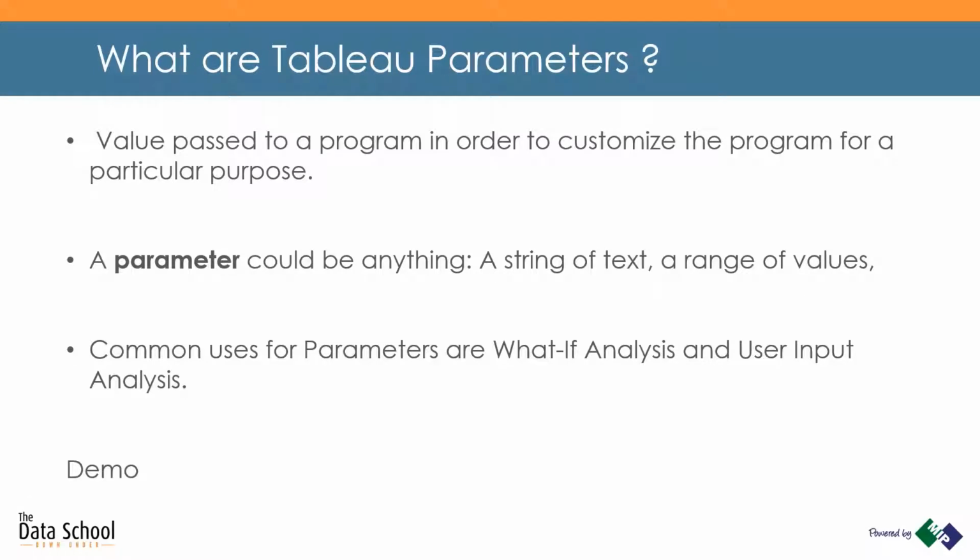Before moving to parameter actions, we can see what a parameter is. A parameter is any value passed to a program in order to customize the program for a particular purpose. A parameter could be anything: a string of text, a range of values, or an amount, just to name a few. Parameters allow you to come up with scenarios or options that are not available in your data and create these values to put into your visualization.